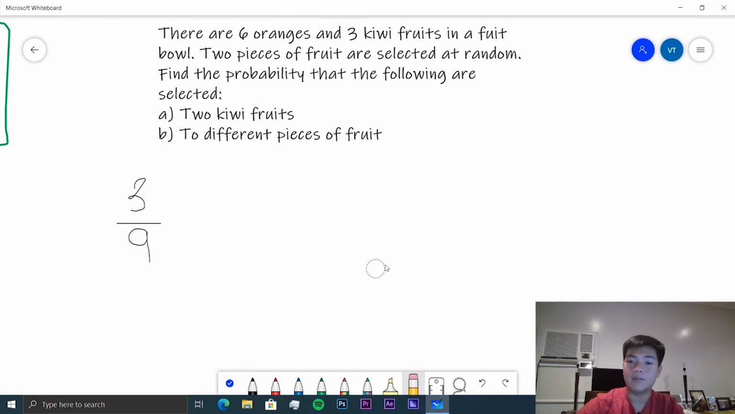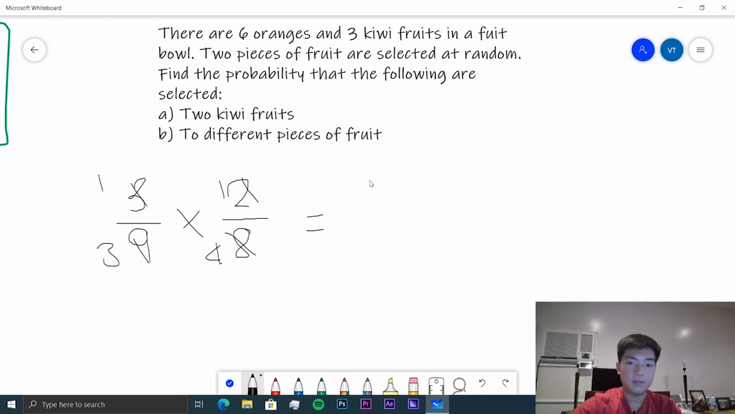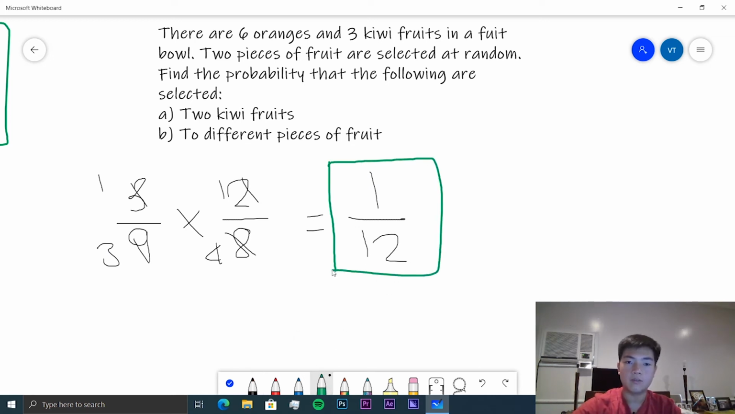So we have 3/9, but the probability that we're selecting the second kiwi fruit is only 2/8, since we've already pulled out one of the fruits. So of course we can simplify this to 1/3 times 1/4. So the probability should be equal to 1/12 for selecting 2 kiwi fruits in a row.